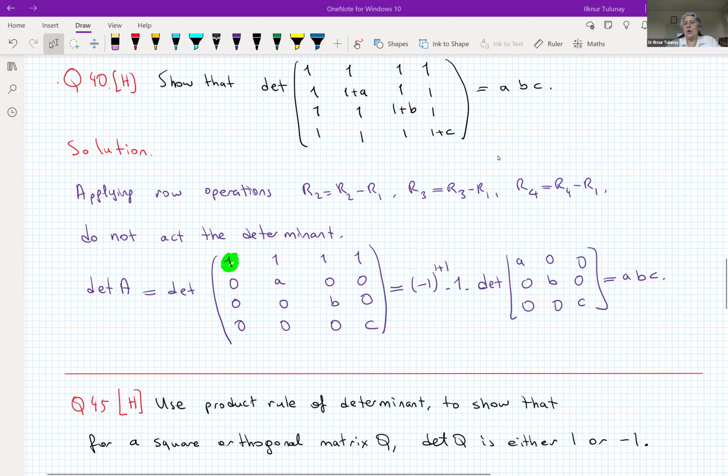Hello, everybody. I'm going to solve question 40, question 45, and question 48 in the algebra section for the course MATH1151 at UNSW. These are the questions about the determinants. We are going to practice the concept of determinant.